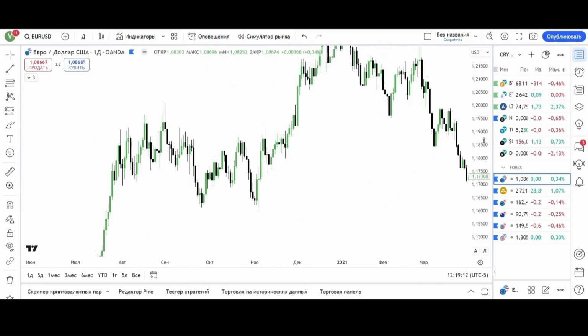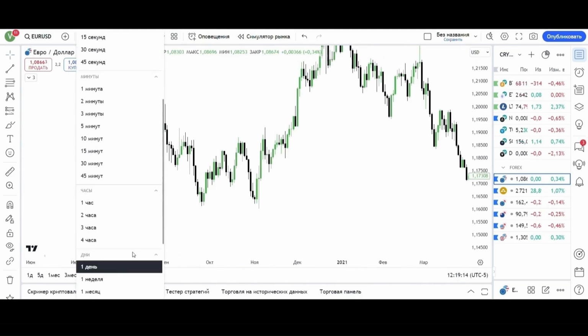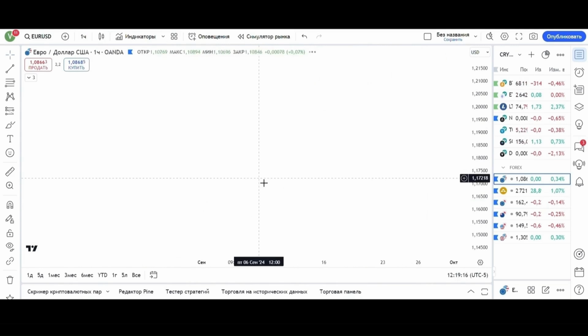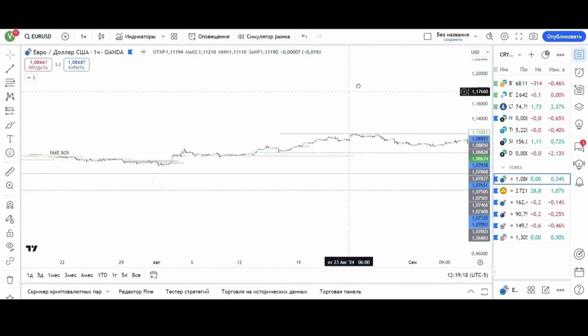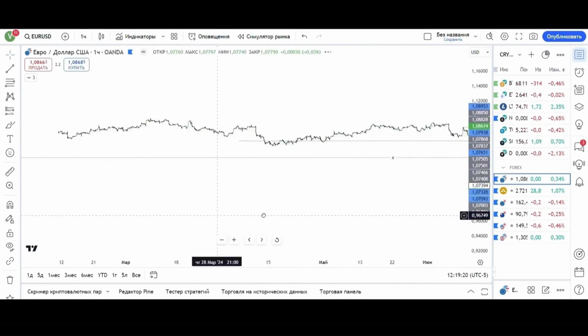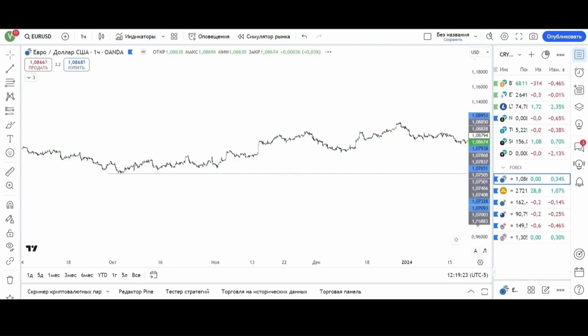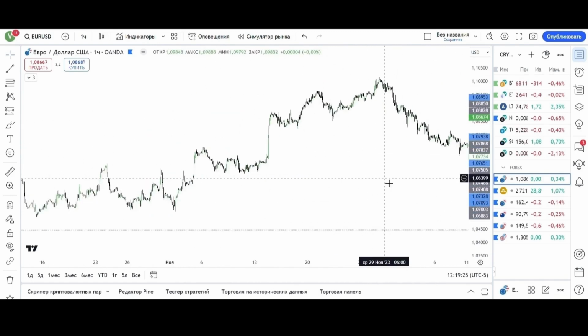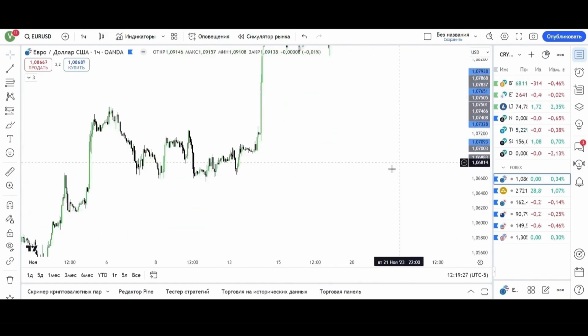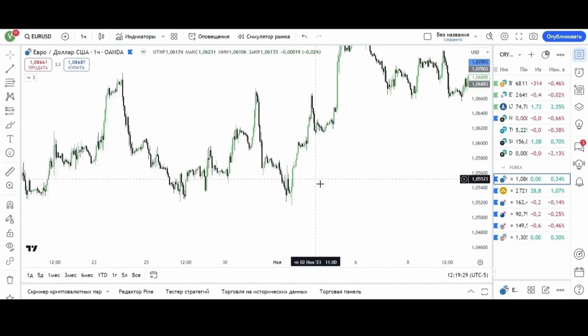And let's assume, let's go down to a smaller time frame. Let's consider a smaller time frame. Let's go here, here, here. We will consider this area here for understanding.